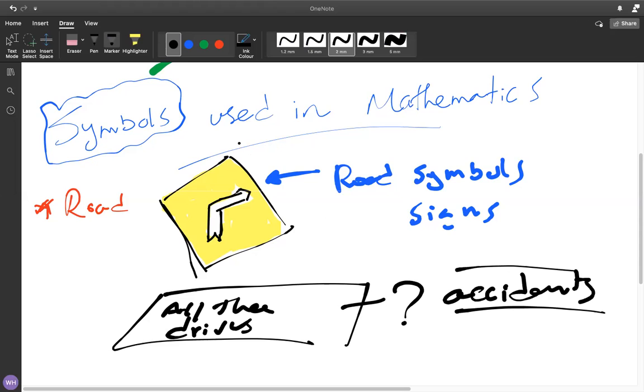Similarly in mathematics also, we are using these kinds of symbols or signs to make our mathematical learning easy. Okay. So did you understand why we use symbols? Did you get the idea why we are using these symbols? Yes, I hope so, good.